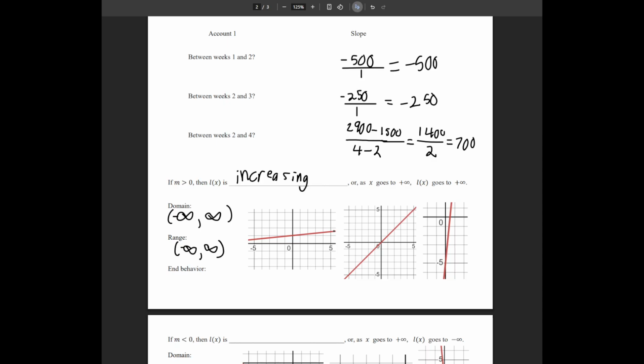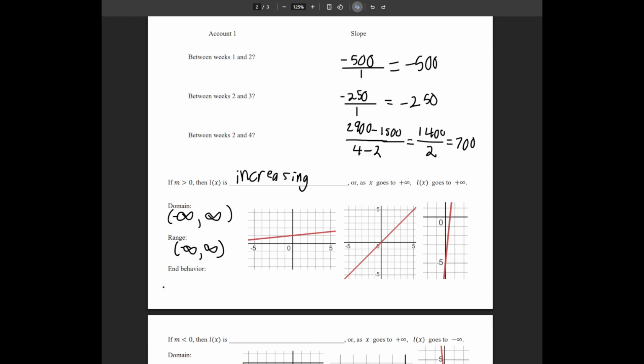If this line were to continue, we can see that we would cover every single x value, and there's no issues with division or square root of a negative number. Same thing out in the negative direction. So we will go forever in the x-axis, forever in the y-axis.